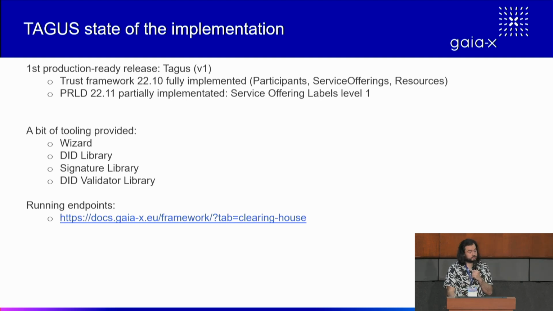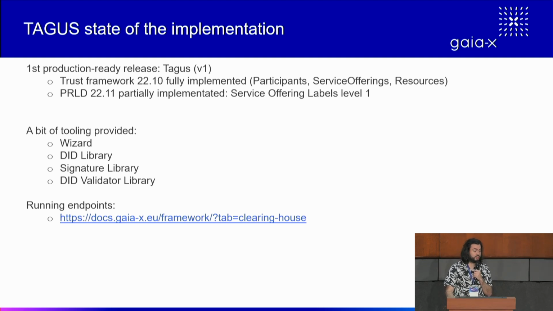The lab team also provides quite a lot of tools. We have a wizard that you can use to issue your first credentials. You won't be able to have production-ready credentials using the wizard, but still you can play a bit and discover JSON-LD and signature. We do provide the libraries I mentioned, so the DID library, a signature library. We also have a DID validator library that will allow you to, from a DID, retrieve the document, retrieve the key, and validate the signature of VCs.